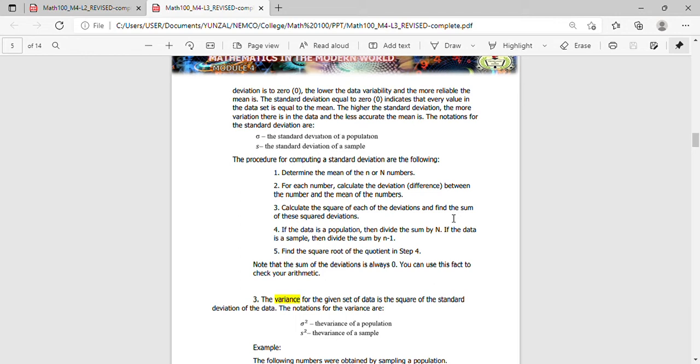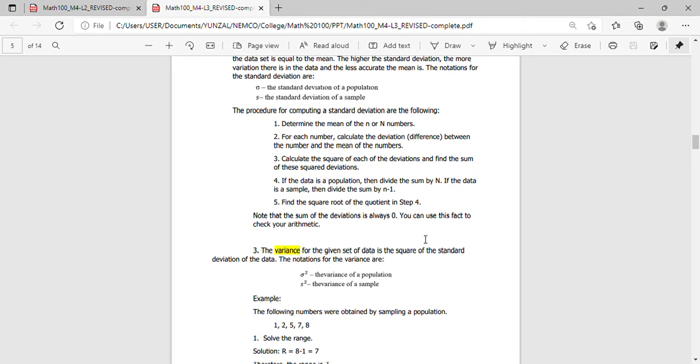And then, after that, we have to find the square root of the quotient in step 4. Note that the sum of the deviations is always 0. You can use this fact to check your arithmetic. So, later we will have an example about that para mas masabtan pa natin.